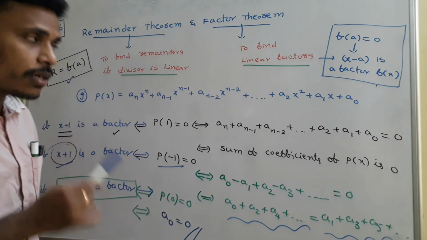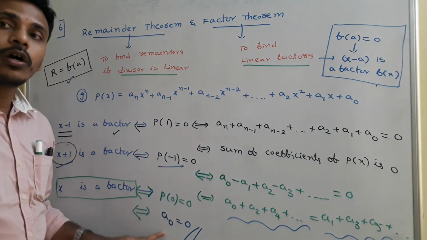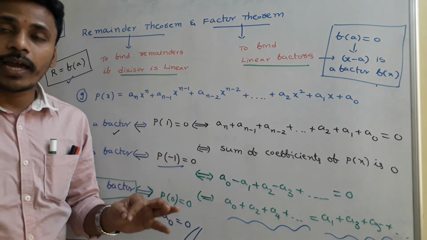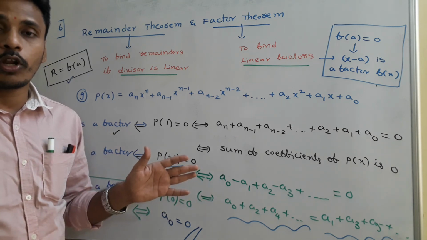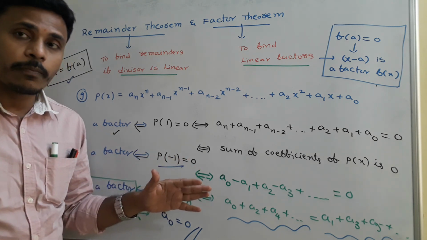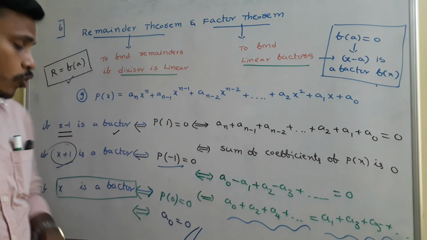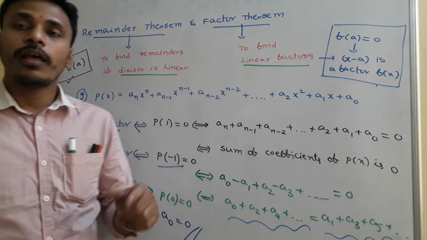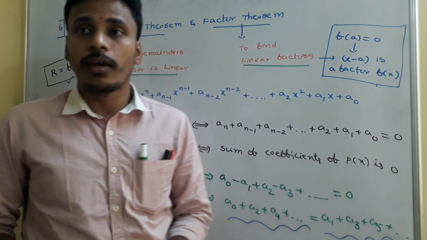If that constant term of the polynomial is 0, if a naught is 0, p of 0 is 0 and x is a factor. So if x is a factor, the constant term is 0. That in the sense no constant term in the polynomial. If there is no constant term, that means the constant term is 0, which gives us x as a factor. So x minus 1, x plus 1, x, these are some special linear factors. If they are factors for the given polynomial, these conditions will happen. Okay, have a look.